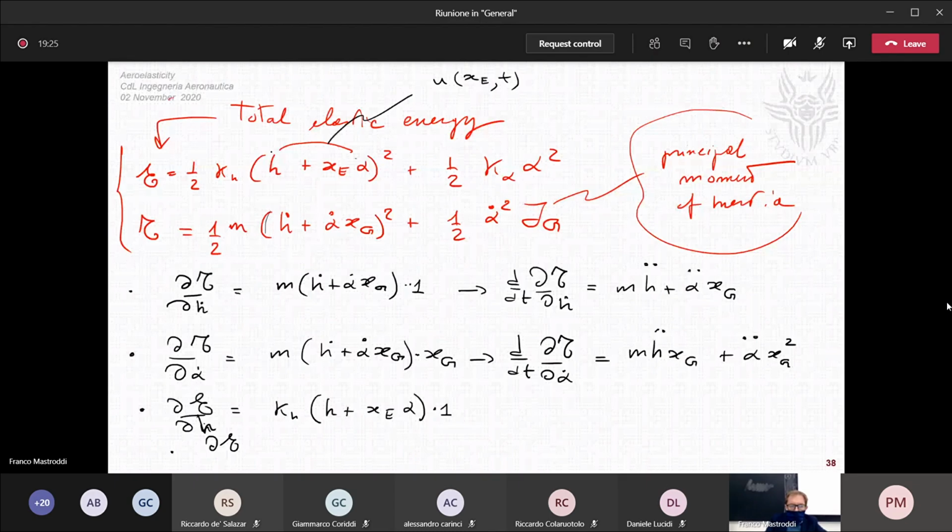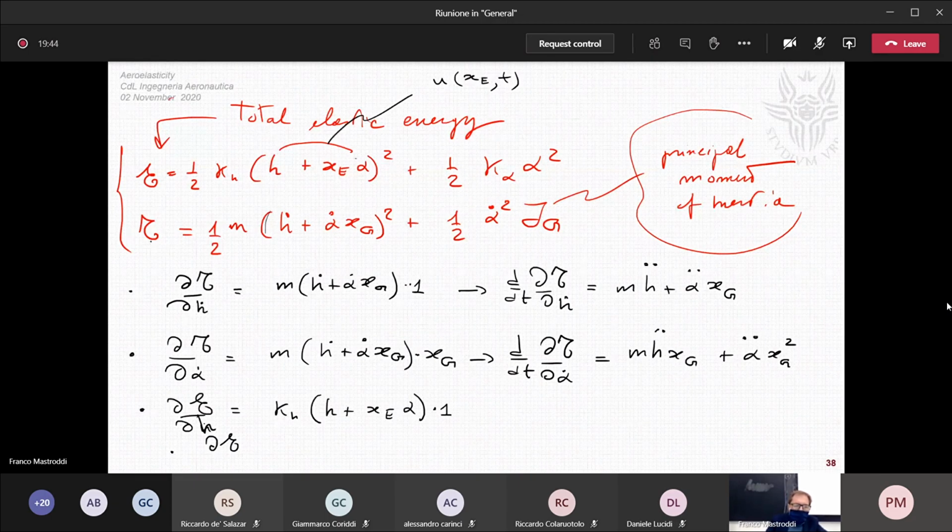And so the total elastic energy is the elastic energy stored by the kh spring, which is 1/2 kh times ue to the power 2, plus 1/2 k alpha times alpha to the power 2. And this is the elastic energy.